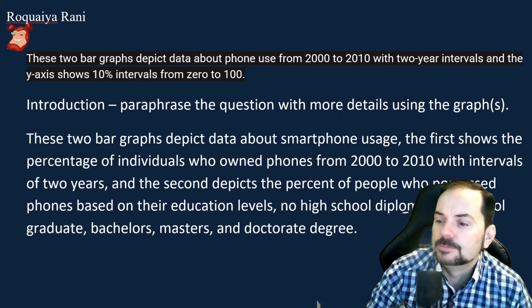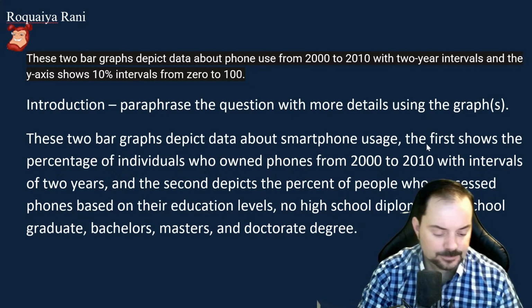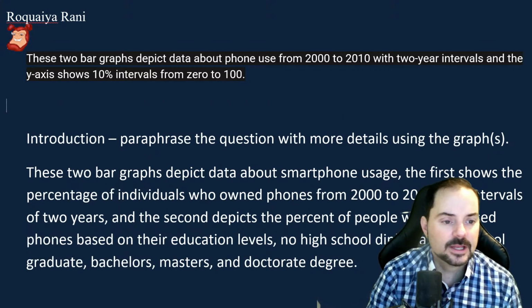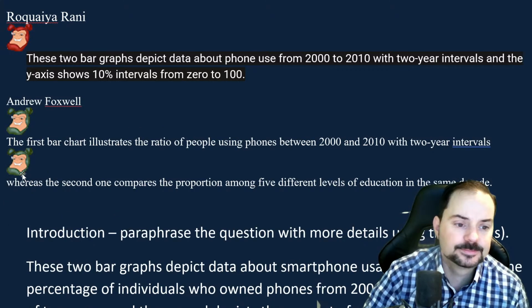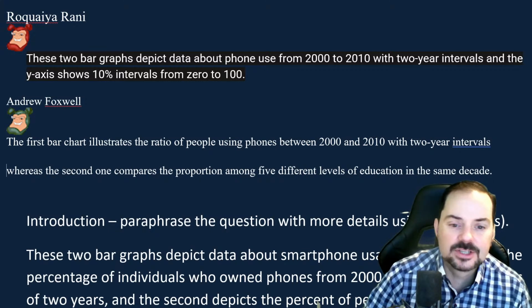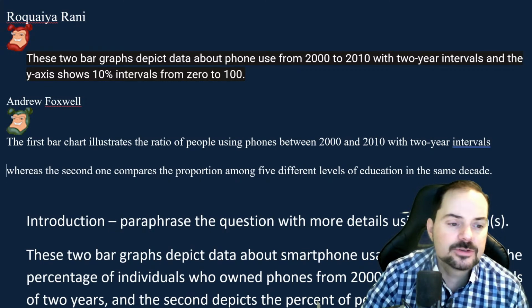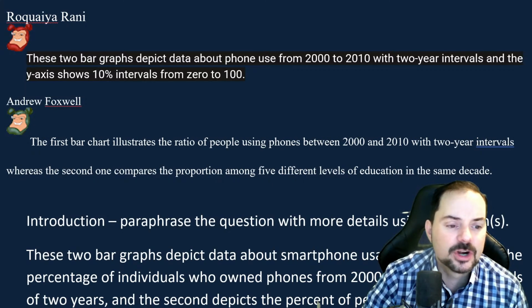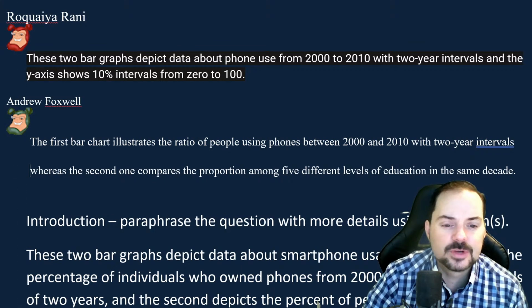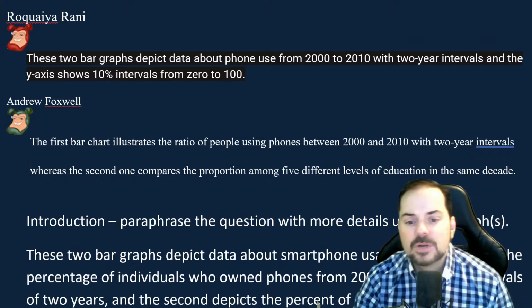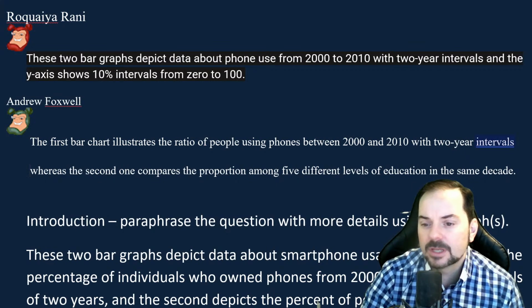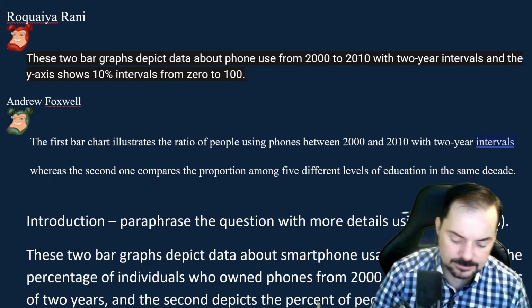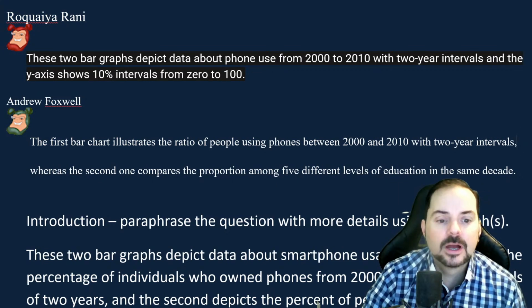Okay, Andrew, let's see what you have. Andrew writes, let's get some of these little badges out of the way there, Andrew. So Andrew writes, the first bar chart illustrates the ratio of people using phones between 2000 and 2010 with 2-year intervals, comma, whereas the second one compares.